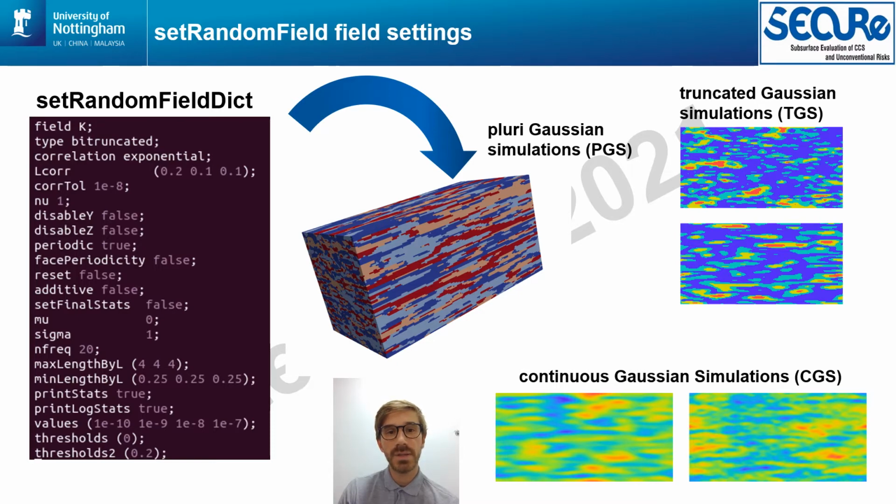However, since the pluri-Gaussian fields rely on a combination of continuous Gaussian fields, the setRandomField dict settings allow for a wide range of geostatistical field type characterization through a selection of several geostatistical metrics such as correlation function, correlation length, mean, and variance.